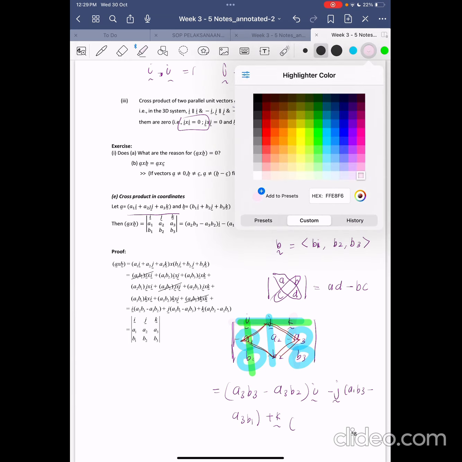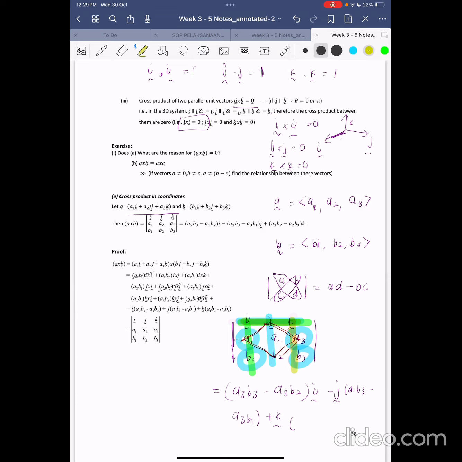And then plus the K part. K will be this part, so leave it with A1 B2 minus A2 B1. Okay, that's how you get this. This is the determinant of 3 times 3. You can also Google it on the internet. There are a lot of YouTube videos on how to find the determinant of a 3 times 3 matrix.